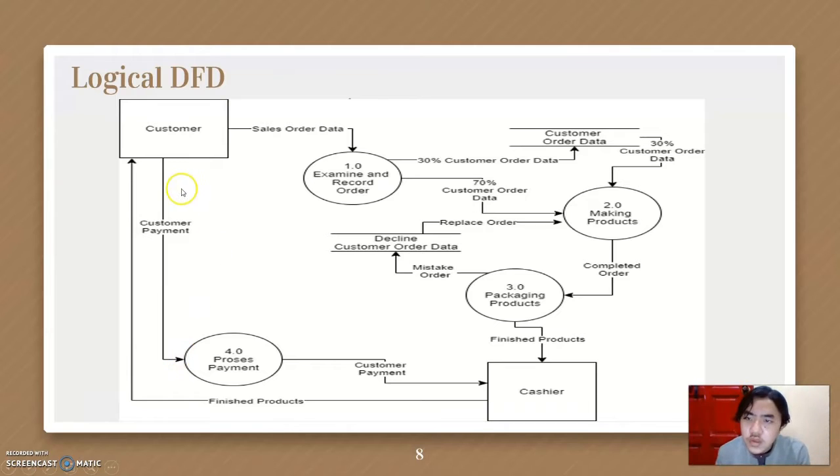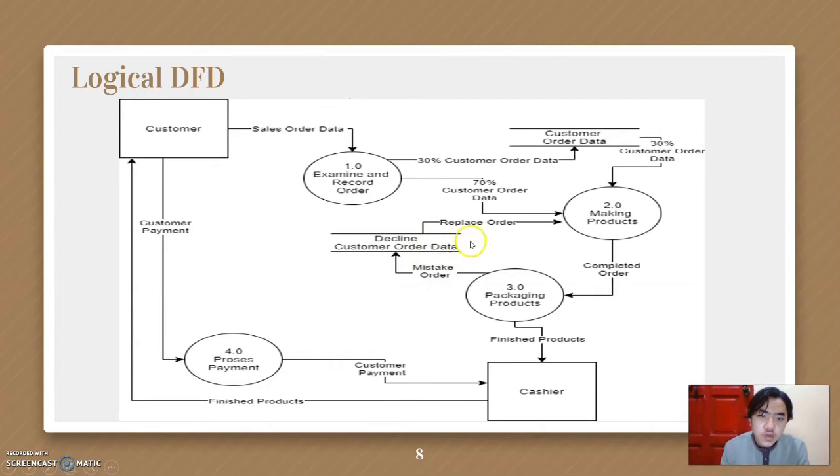Okay, next, for the logical DFD, as you can see, from the customer, the sales order will be examined and the order recorded. 30% of customer orders will be recorded by writing and sent to the customer order data. And then 17% of customer orders will be recorded just by remembering. The next process is making the product, where the order data will be sent for making the product. The next process is packaging the product.